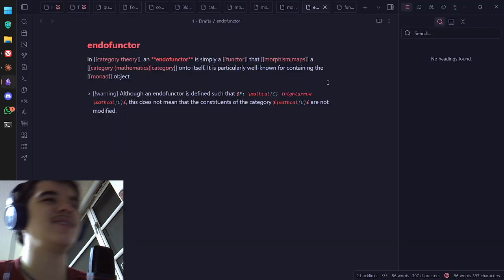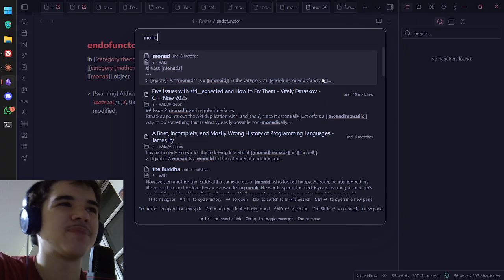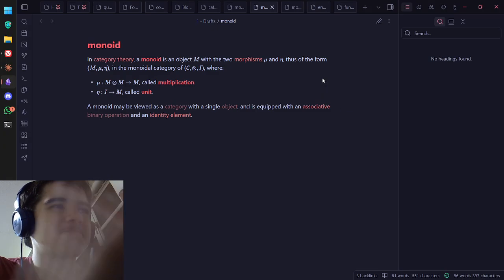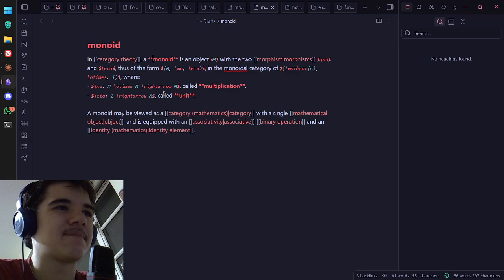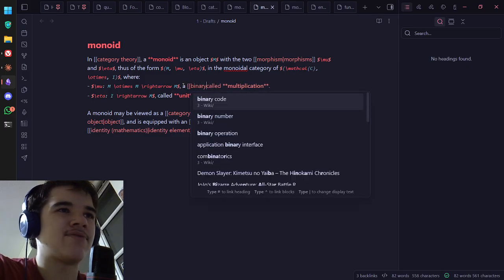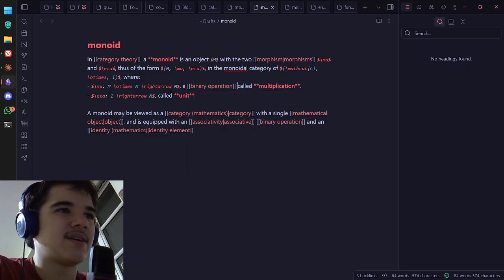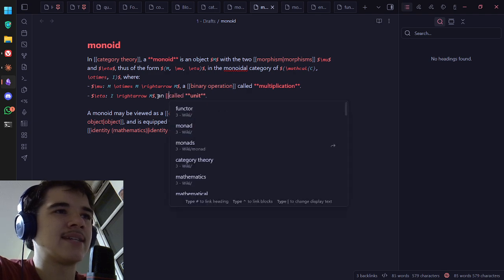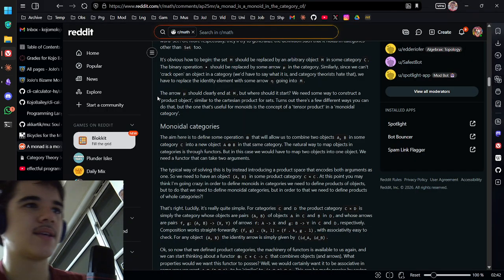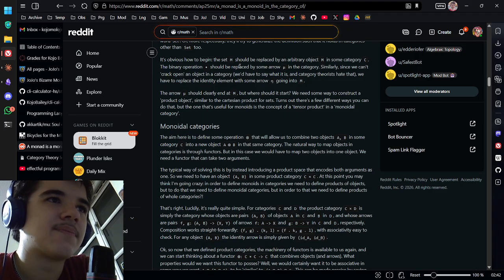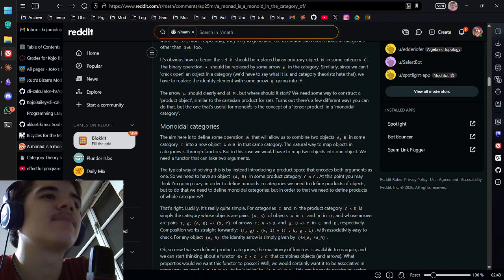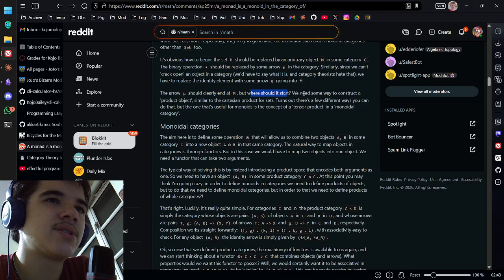So why is it defined so? Why do they explain it so weirdly on Wikipedia? If I look at a monoid, this is just a binary operation, multiplication, and this is an identity called unit. I think that's safe to say. So similarly, since you can't open an object in a category, you can't say what it is. We have to replace the identity element with some arrow going into M. The arrow should clearly end at M, but where should it start?